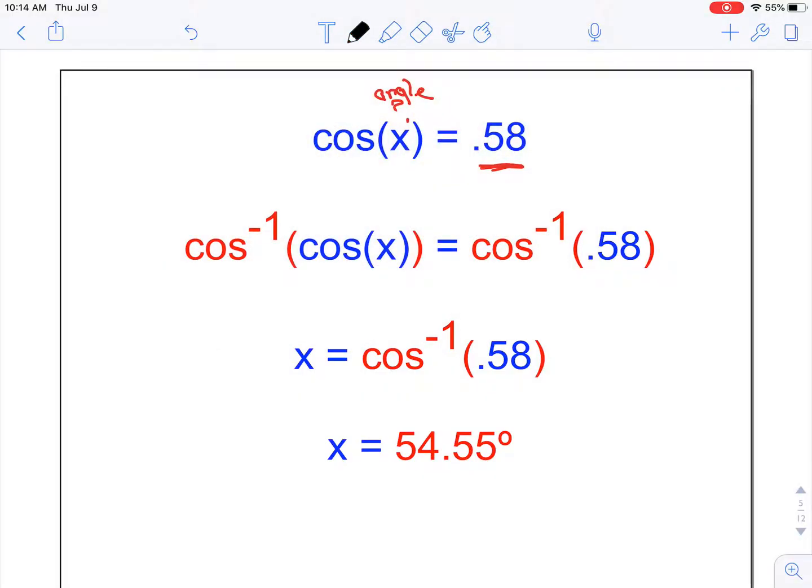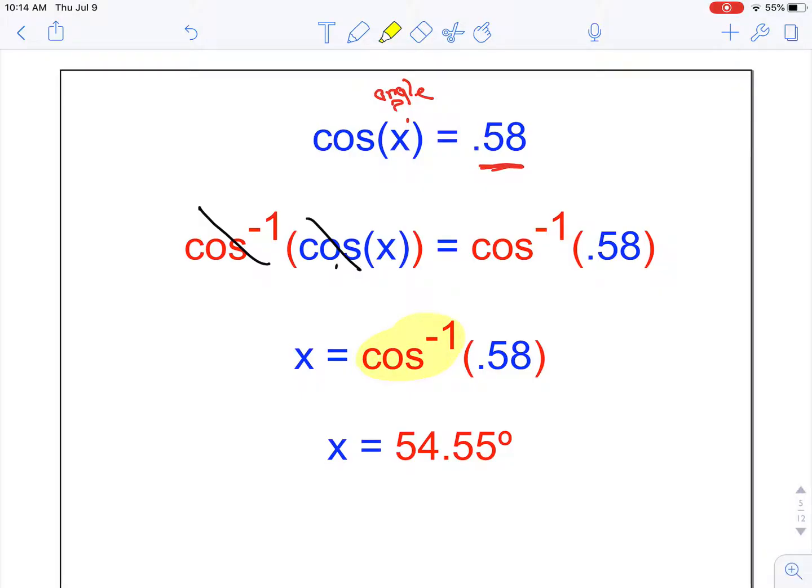And what happens is when you set this up, and you have the cosine of x equals 0.58, and we're trying to find that angle, we can take the inverse cosine of each side, and the inverse cosine and the cosine are opposites, so they cancel each other out. And so then what you're left with is that the value you're trying to find, x, is equal to the inverse cosine of that ratio.